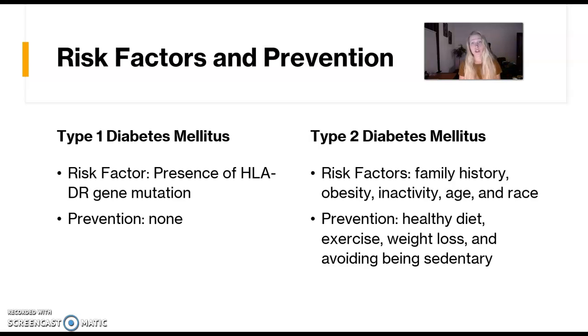Luckily, in type 2, there is a way that you can prevent symptom onset, and that's by eating a healthy diet, exercising, losing weight, especially in the abdominal region. Studies have shown that when you have excess abdominal adipose tissue, it puts you at risk of heart disease and diabetes. And then you should also, of course, avoid being sedentary. Being active can release a lot of hormones that can help with insulin sensitivity in the body.